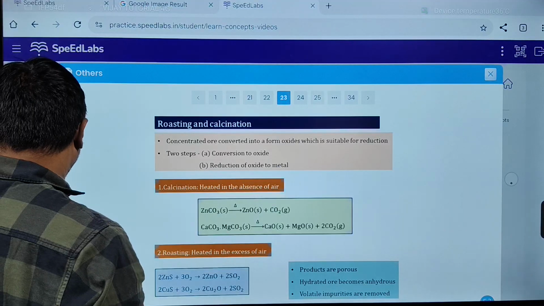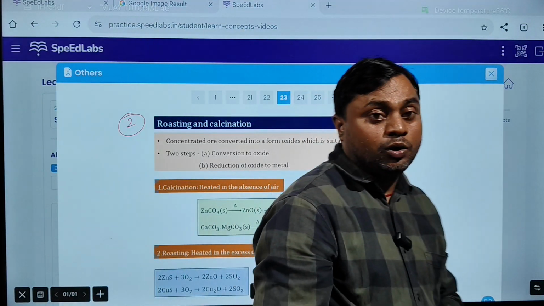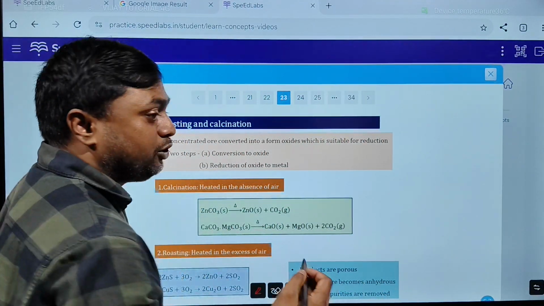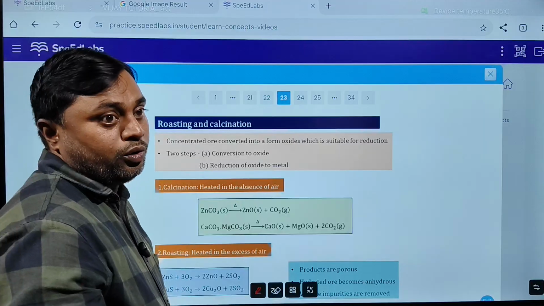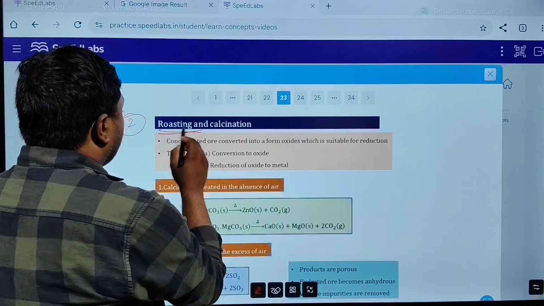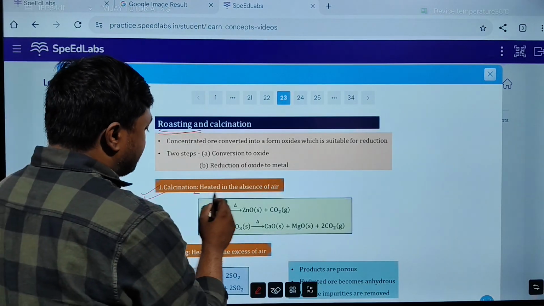Now the next important step is the conversion of the concentrated ore into oxide. Very important. As we told you, there are two types of ore: one is carbonate ore, the other is sulfide ore. First we will discuss calcination. So what happens in calcination?